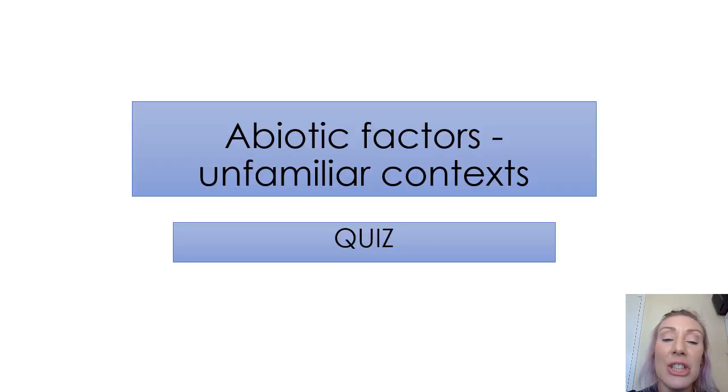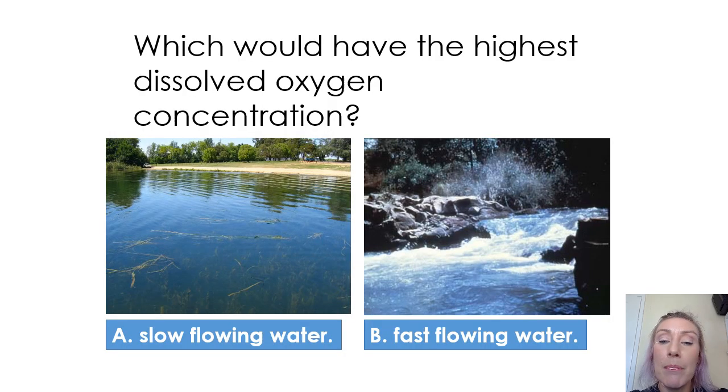Start off by challenging you to identify abiotic factors or how they're different in some unfamiliar contexts. So a bit of a quiz to start. Which do you think would have the highest dissolved oxygen concentration? Would it be A, the slow flowing water, or would it be B, the fast flowing water? What do you think? Well, if you thought B, you were right.